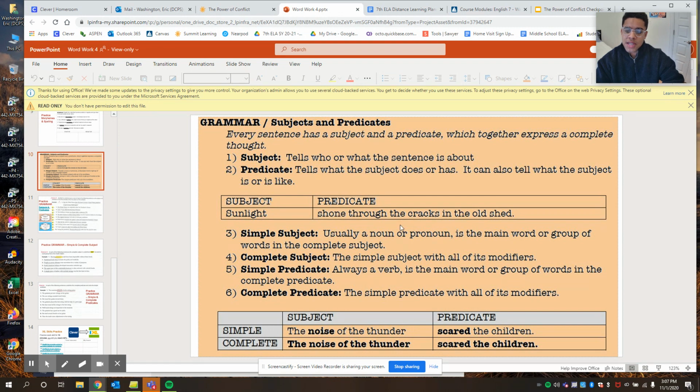So if our subject is sunlight, the predicate is shone through the cracks in the old shed, right? Sunlight shone through the cracks in the old shed. So our subject is sunlight. That's what the sentence is about. And the predicate is what's happening with regards to the subject. It shone through the cracks in the old shed.